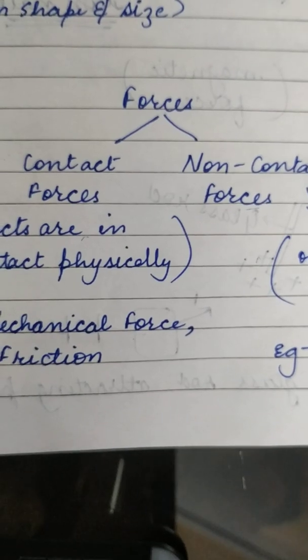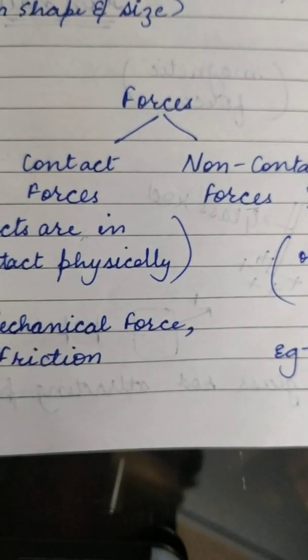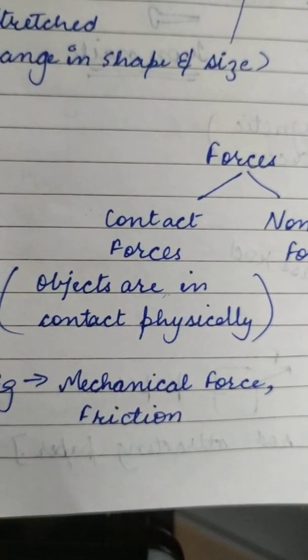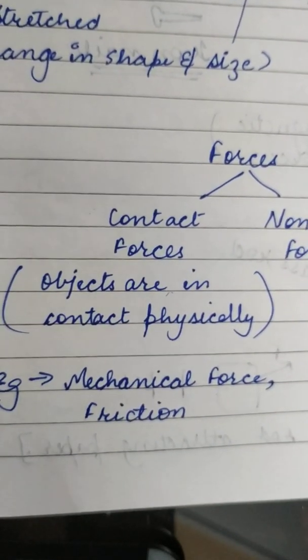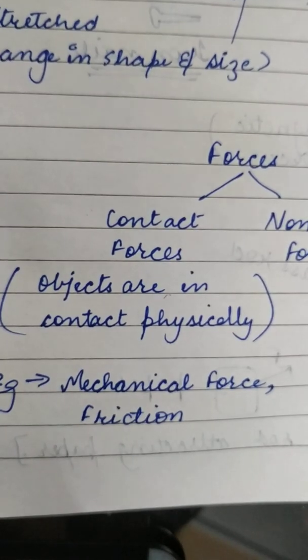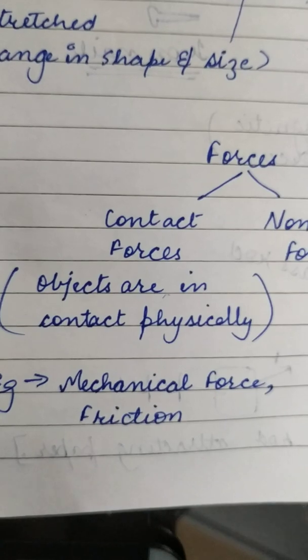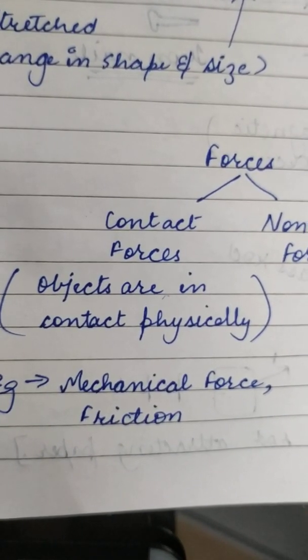We can classify forces into two broad types. We can classify them into contact forces and non-contact forces. Forces that have to be applied when the bodies are in physical contact, those forces are known as contact forces. For example, mechanical force and friction. If the objects are too far away from each other, frictional force won't be applied on any of them.